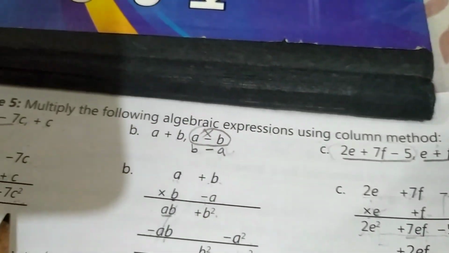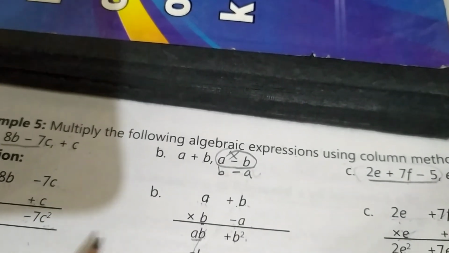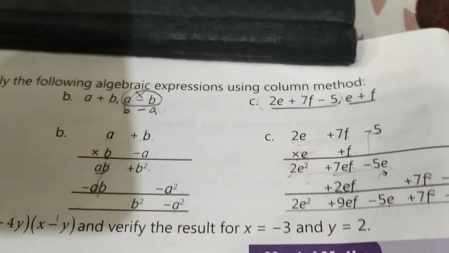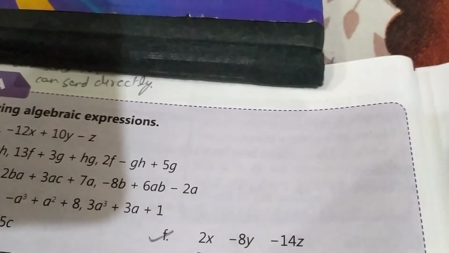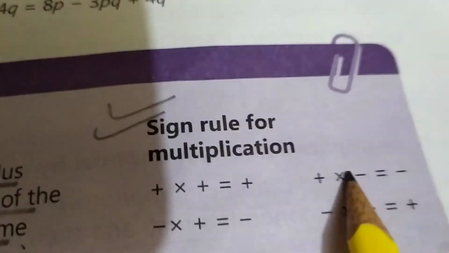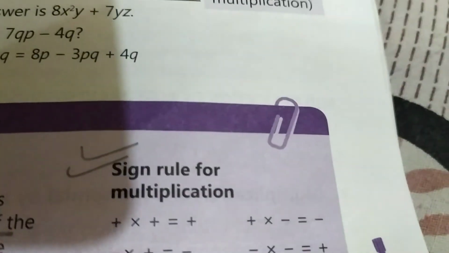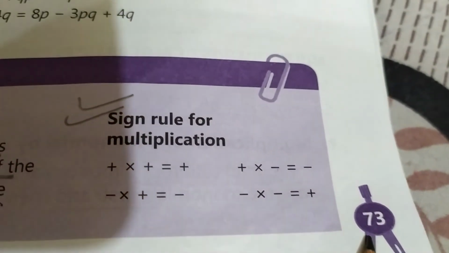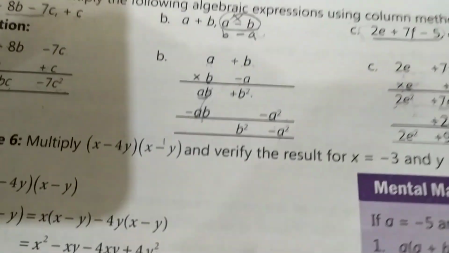I think all three examples by column method are clear to you. For the rule for multiplication, see here, sign rule for multiplication. Use this table on page 73 for the multiplication of sign. Clear?